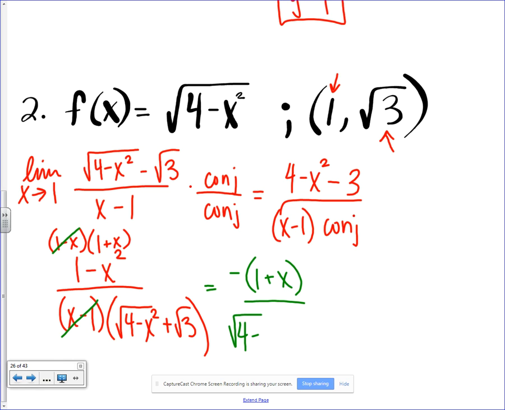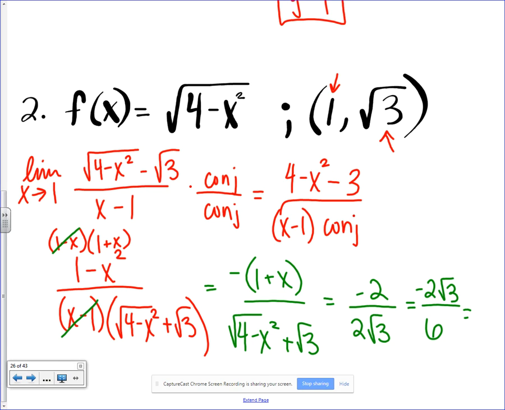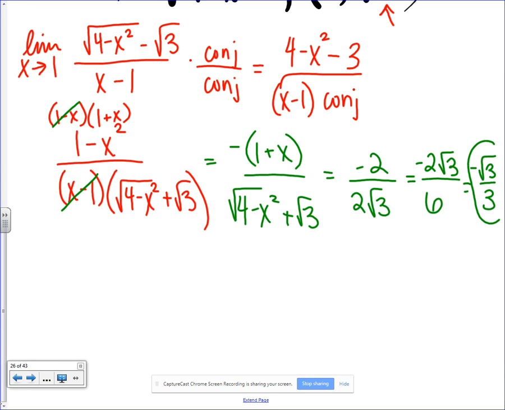And now my denominator looks like this. So if I plug in a 1, my numerator gives me negative 2. My denominator will give me radical 3 plus radical 3, which gives me 2 radical 3's. And then if I rationalize it all the way down and simplify everything, it'll end up with a slope of that. So now I've got to use that slope in my point slope form to find the equation of the tangent line.